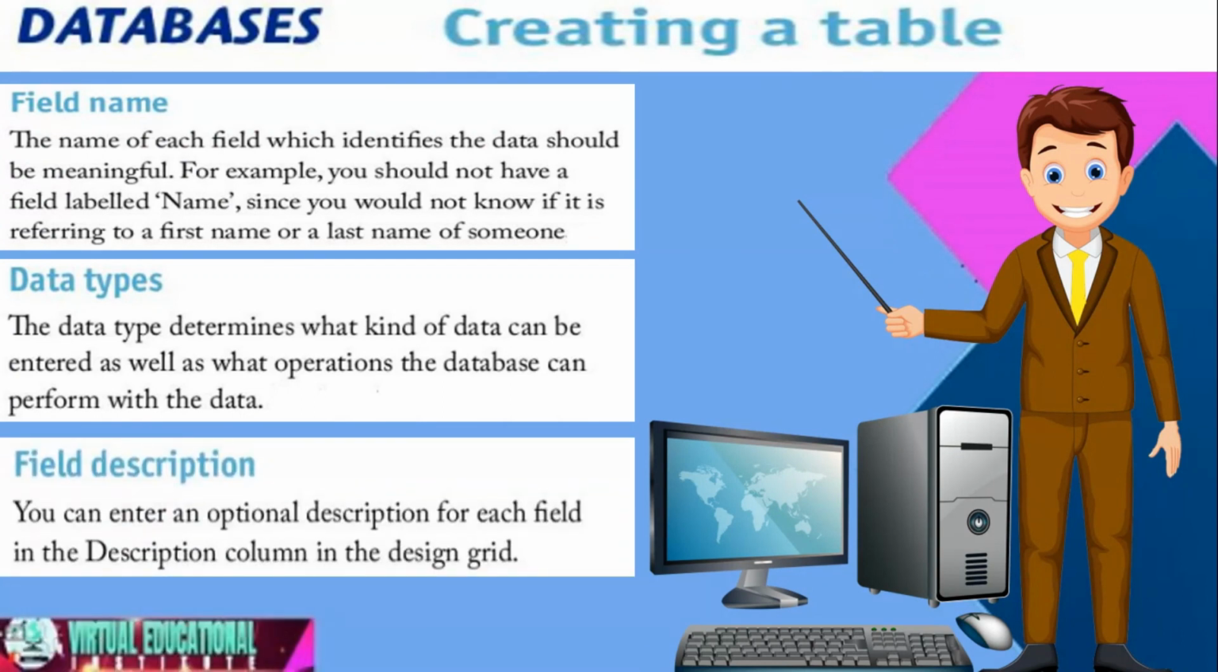As mentioned earlier, we also have field description. You can enter an optional description for each field in the description column in the design grid. However, you do not have to enter a description. It's optional whether you want to enter it or not. But for clarity's sake, some people put it in to ensure that they know exactly what a particular field name is supposed to be doing or what it's all about.